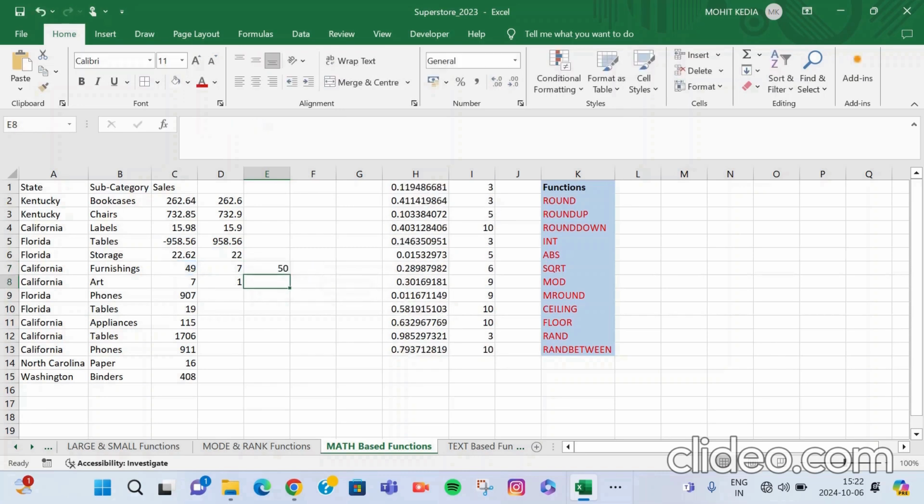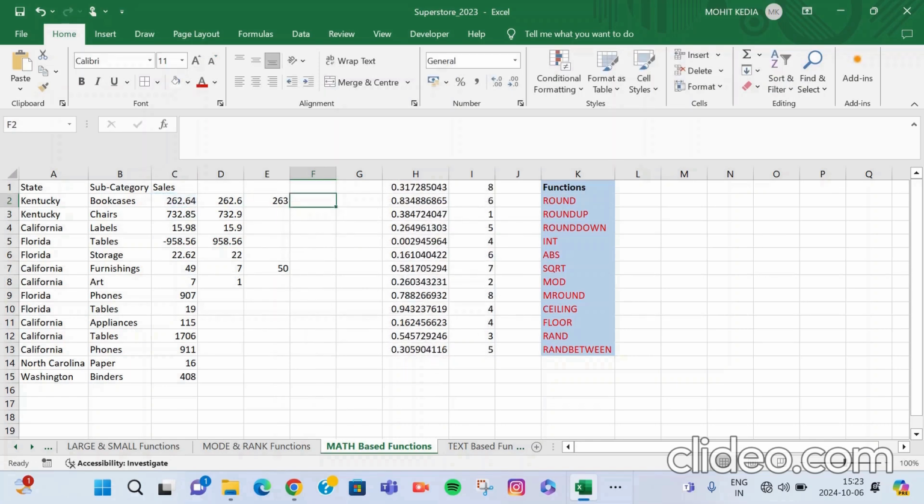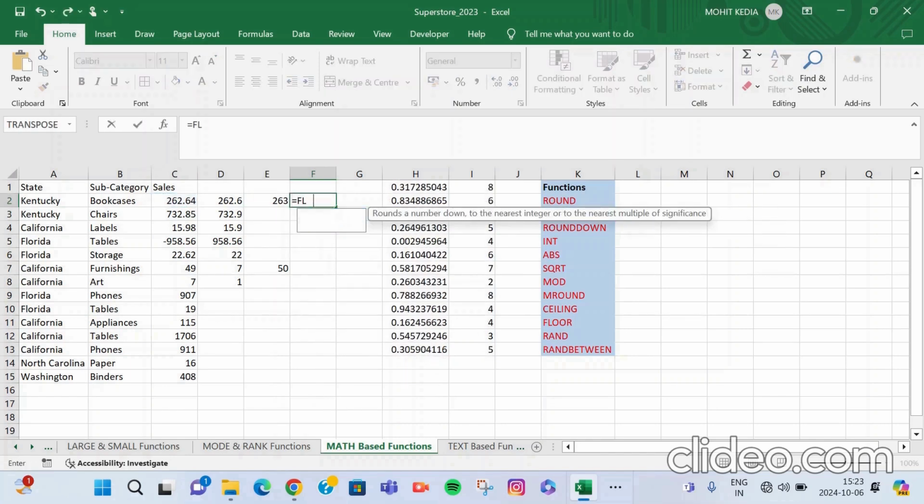Here we have ceiling and floor. Let's do it from here. Ceiling of 262.64 with significance 1 should give me 263. And if I take the floor of the same number, it should give me 262.